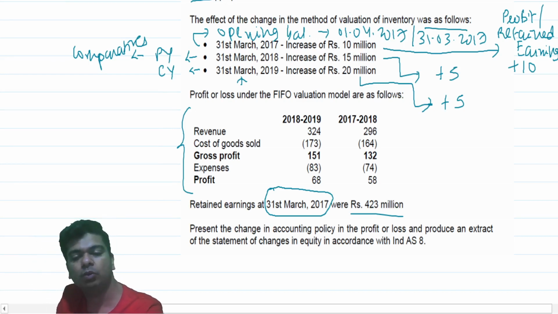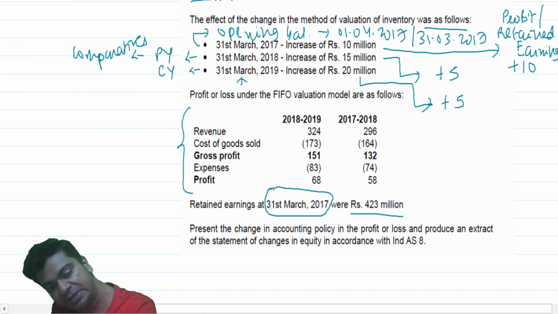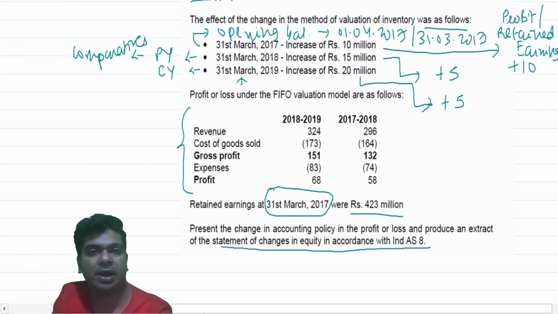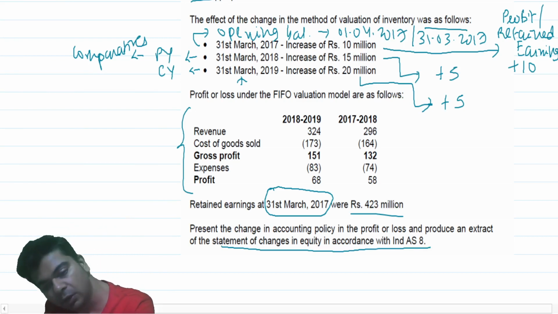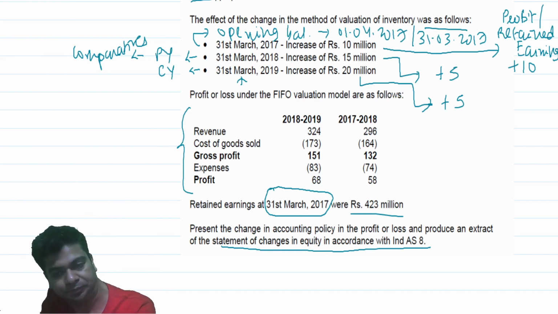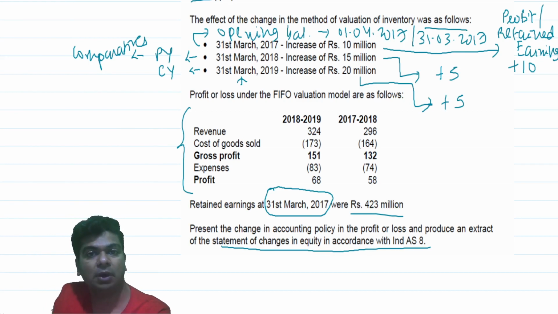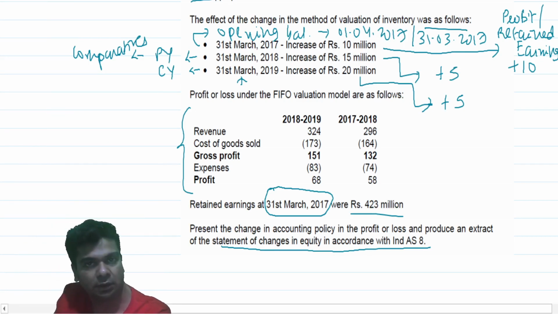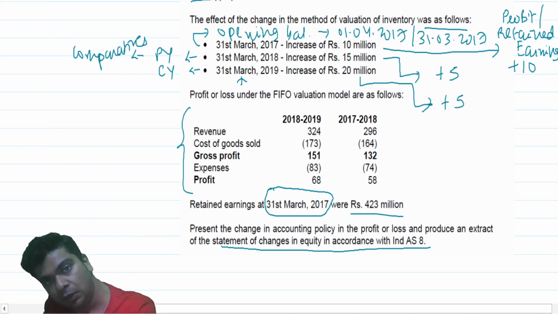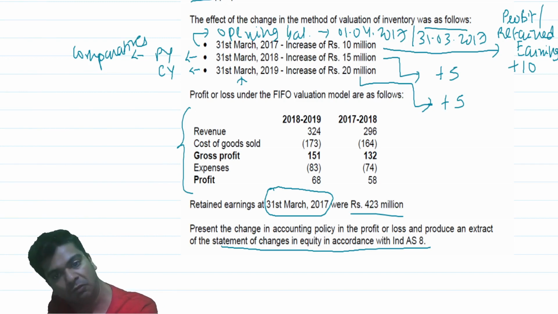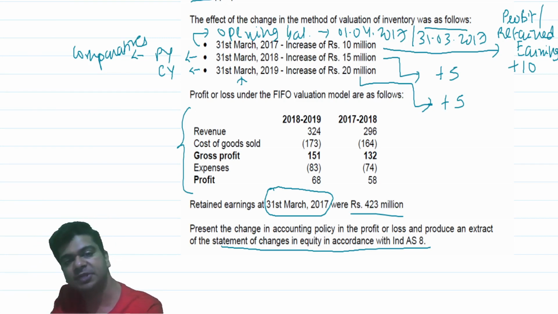Present the change in the accounting policy in the profit or loss and produce an extract of the statement of changes in accordance with Ind AS 8. We have to prepare an extract of P&L. We have to prepare an extract of the SOCE, the statement of changes in equity. 10 million is going to increase the opening retained earnings on 1st April 2017 or 31st March 2017, while the profits will be increasing by 5 million each for the current year as well as the previous year.